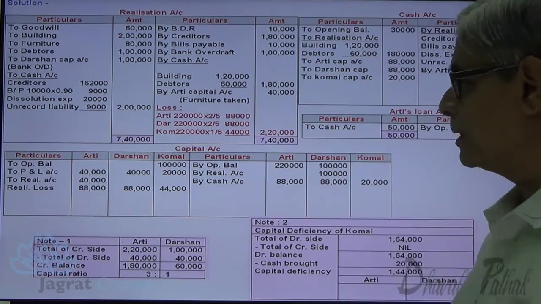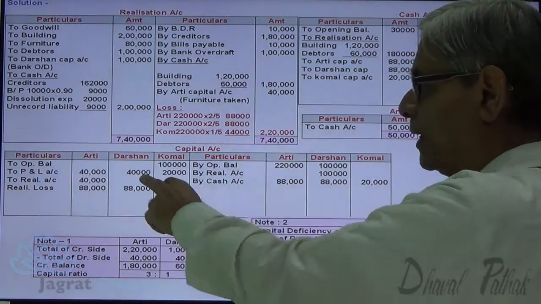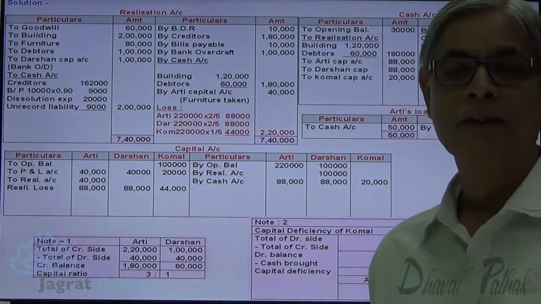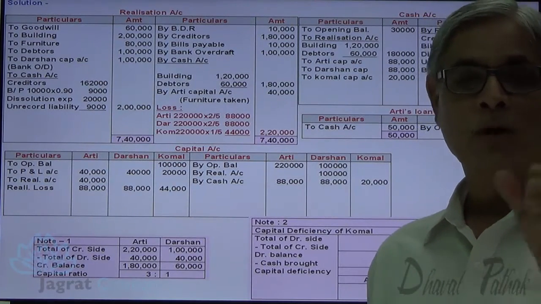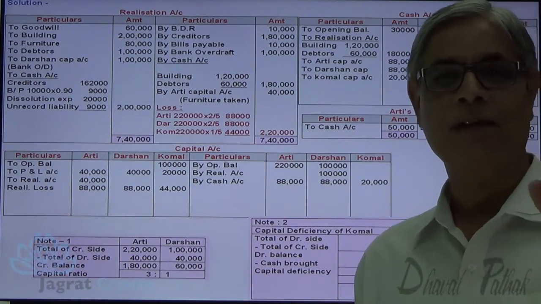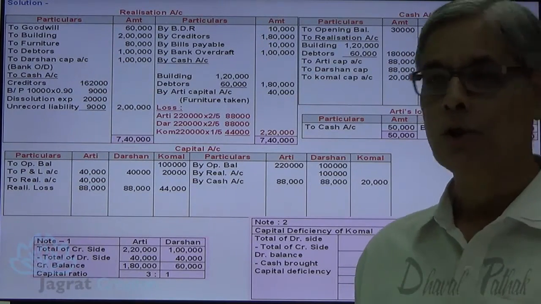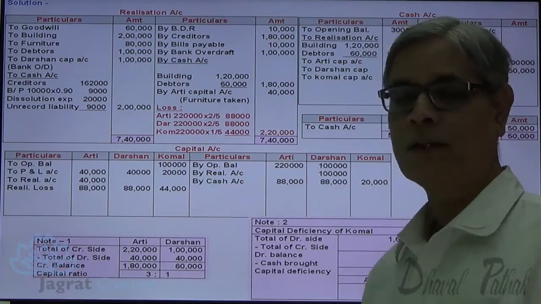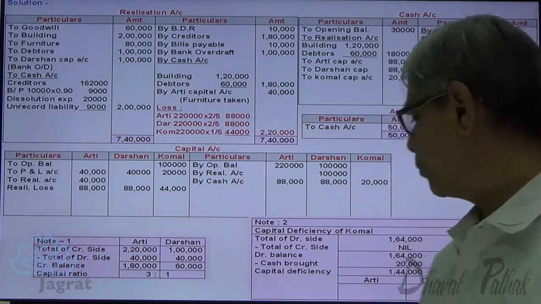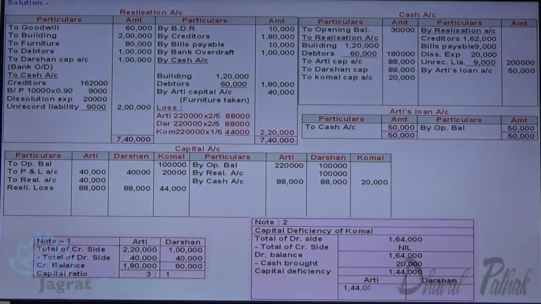And that capital deficit is to be distributed between Aarti and Darshan in the ratio of their capacity to bear the loss, which is identified as the capital balance as on the date of dissolution. And their capital balance as on the date of dissolution is 3:1. So this loss of 1,44,000 will be distributed in the ratio of 3:1. Share of Aarti 1,08,000, share of Darshan 36,000.